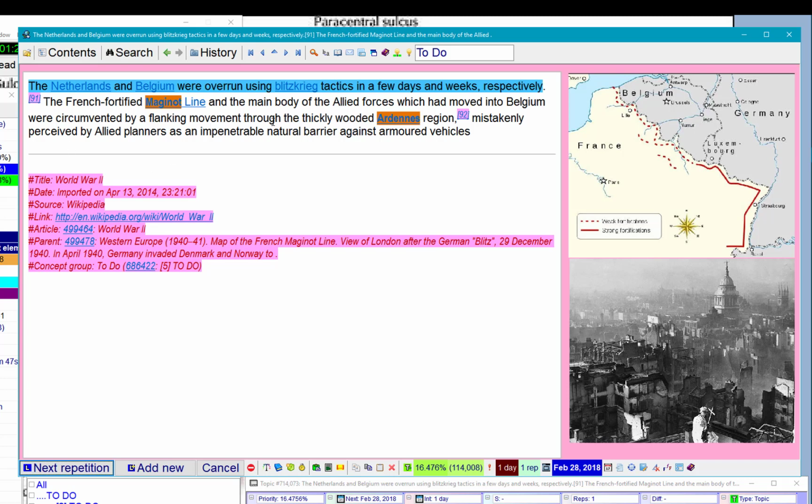Circumvented by flanking movement by the thickly wooded Ardennes. Oh, I think I remember that. Mistakenly perceived by Allied planners as an impenetrable natural barrier for armored vehicles. No, too much detail, so I'll do done. Which means I will know nothing about this paragraph apart from the fact that it was the Maginot Line and there were Ardennes somewhere here on the map. Okay, done.